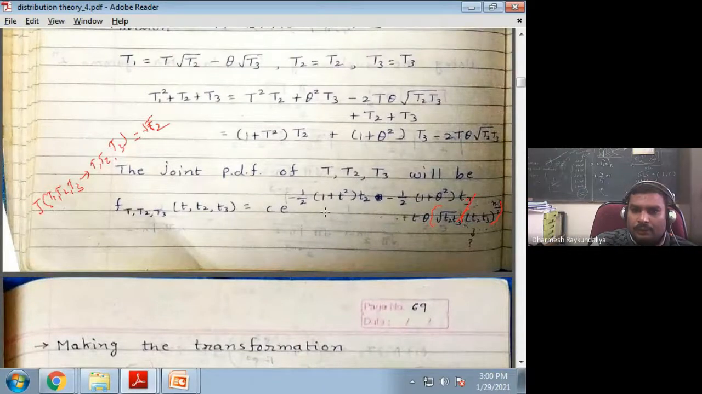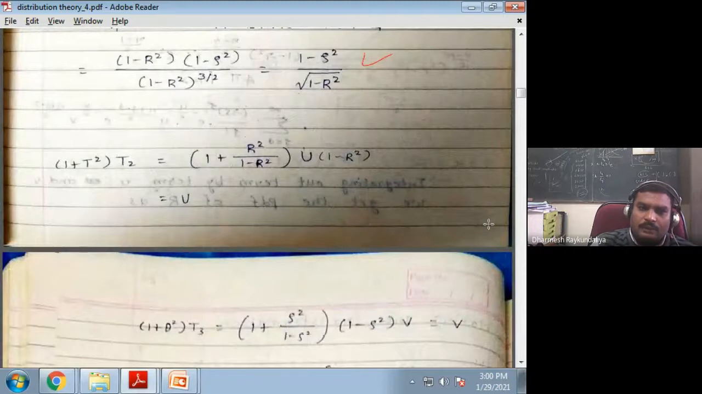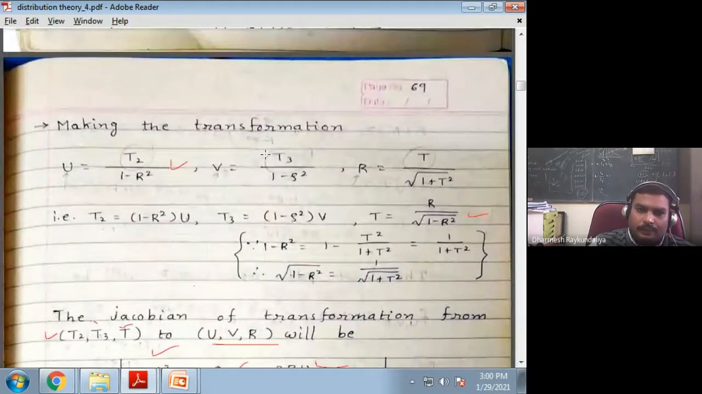Now we can have this form 1 plus t square t2. So what I do, I'll try to find out 1 plus t square t2, 1 plus theta square t3, and t theta root t2 t3 and this quantity e raised to. So first I will find out this 1 plus t square t2. So what is the t square? T square is r square upon 1 minus r square, and t2 is equal to u into 1 minus r square that we have obtained here. Okay, just use it.